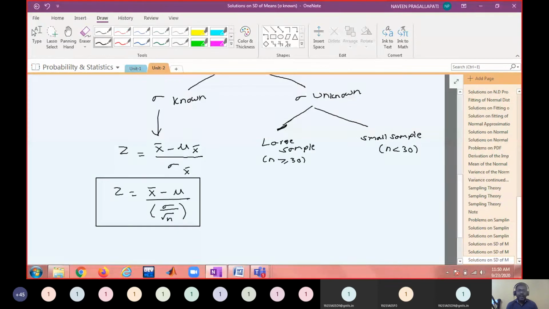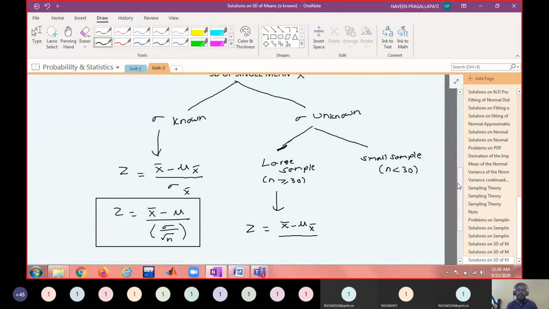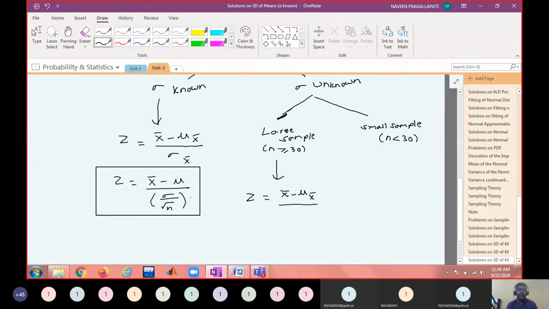So if you have a large sample, don't worry. You simply define z equal to x bar minus mu by s by root n, because the population standard deviation is not known, so you approximate it with the sample standard deviation. The sample standard deviation may be given, or if it is not given, sample observations will be given, and by taking the sample data you compute the standard deviation. You take that in your calculations.